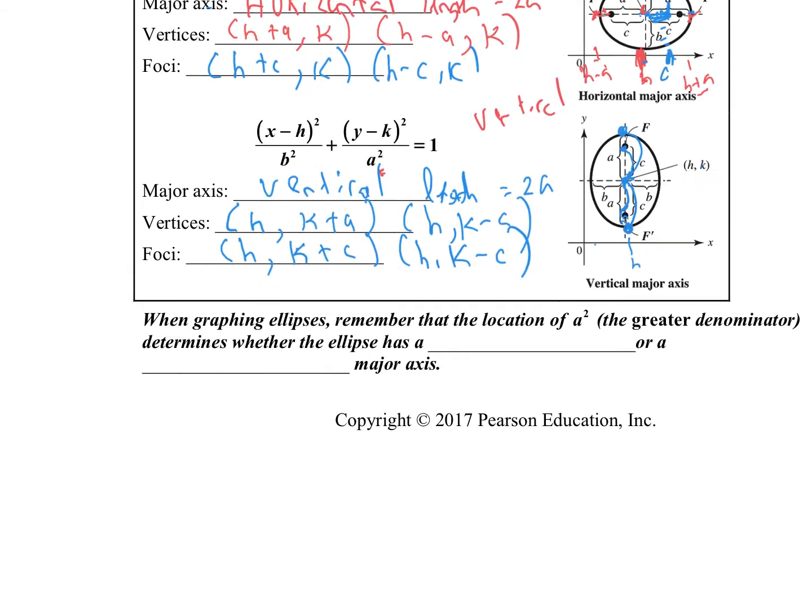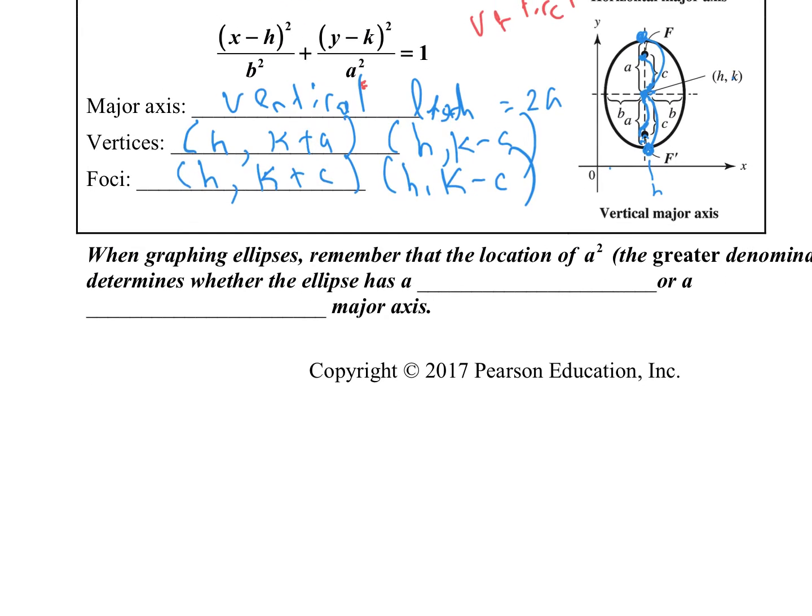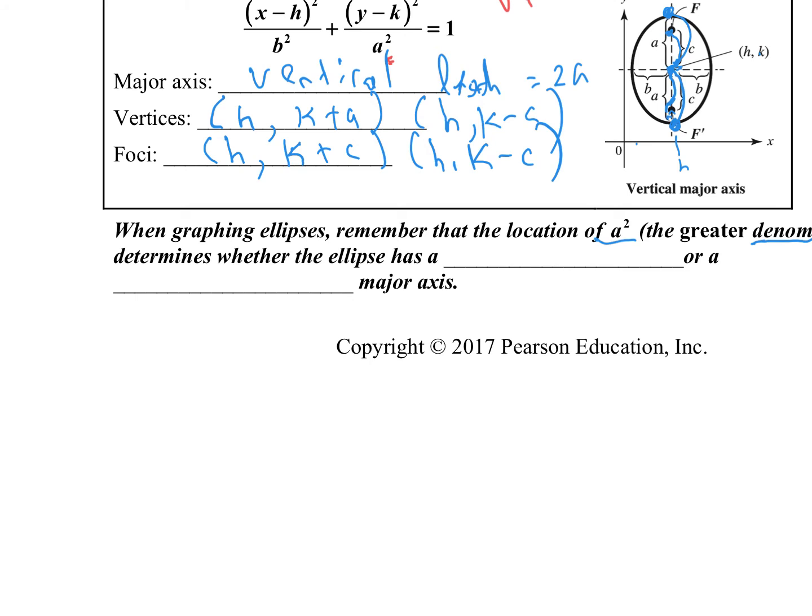Ugh, that was complicated. When graphing ellipses, remember that the location of a squared, or the greater denominator, I like that better, determines whether the ellipse has a horizontal or a vertical major axis.